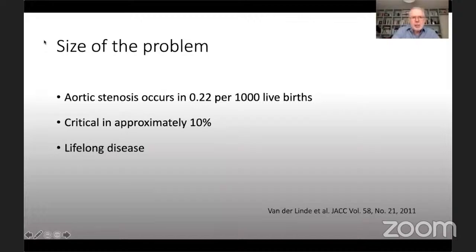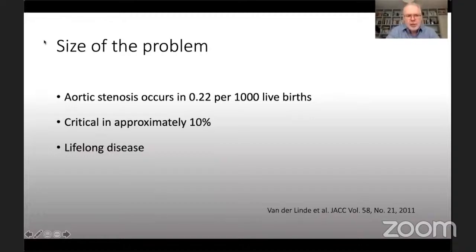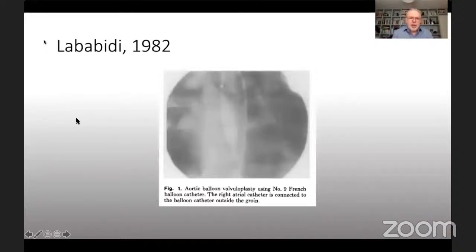And what's the size of the problem? Aortic stenosis occurs in about 0.22 per 1,000 live births in children. And it's critical in about 10% of these. In other words, they're going to be sick neonates. And the other thing to remember is this is lifelong disease. So individuals will go through a lot of interventions over their lifespan, and it's our interest to try to reduce this. Now, again, I want to start the story from the catheter viewpoint, and you'll see why later.